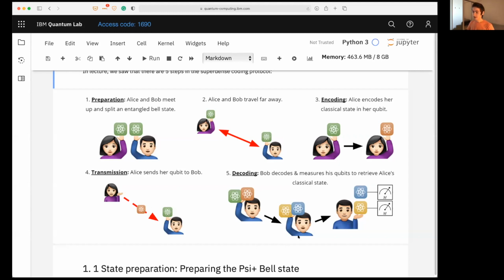And Bob is going to go through a final step that we call decoding. So this is going to be a series of gates and measurements to get 2 classical bits at the end of the story. And ideally, the 2 classical bits that Bob gets here are going to be the same as the ones that Alice encoded back here in step 3.